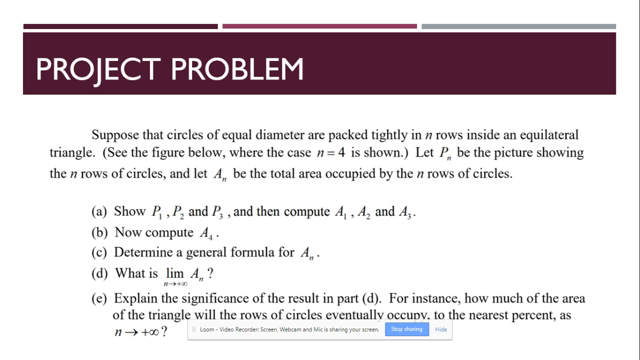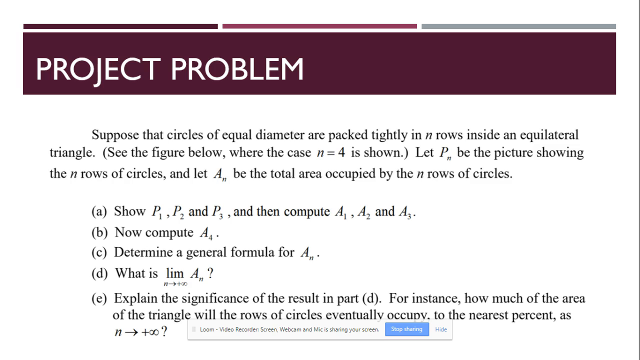Part A asks us to show picture 1, picture 2, and picture 3, and then compute area 1, area 2, and area 3. Part B asks us to compute area 4, and part C asks us to get a general formula for A of n, the area of n rows. Part D asks us to get the limit as n goes to infinity of the area A of n. And part E says explain the significance of the result in part D.